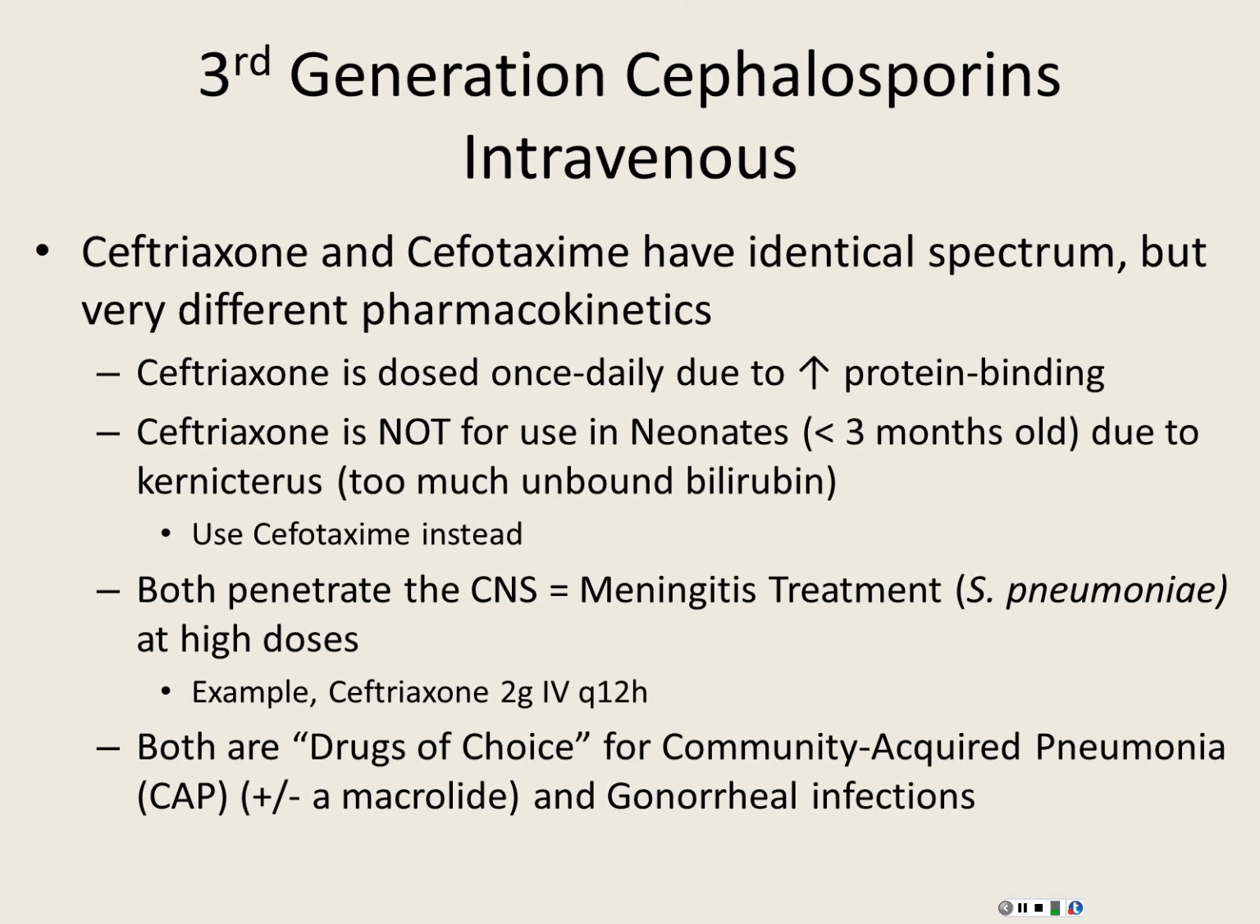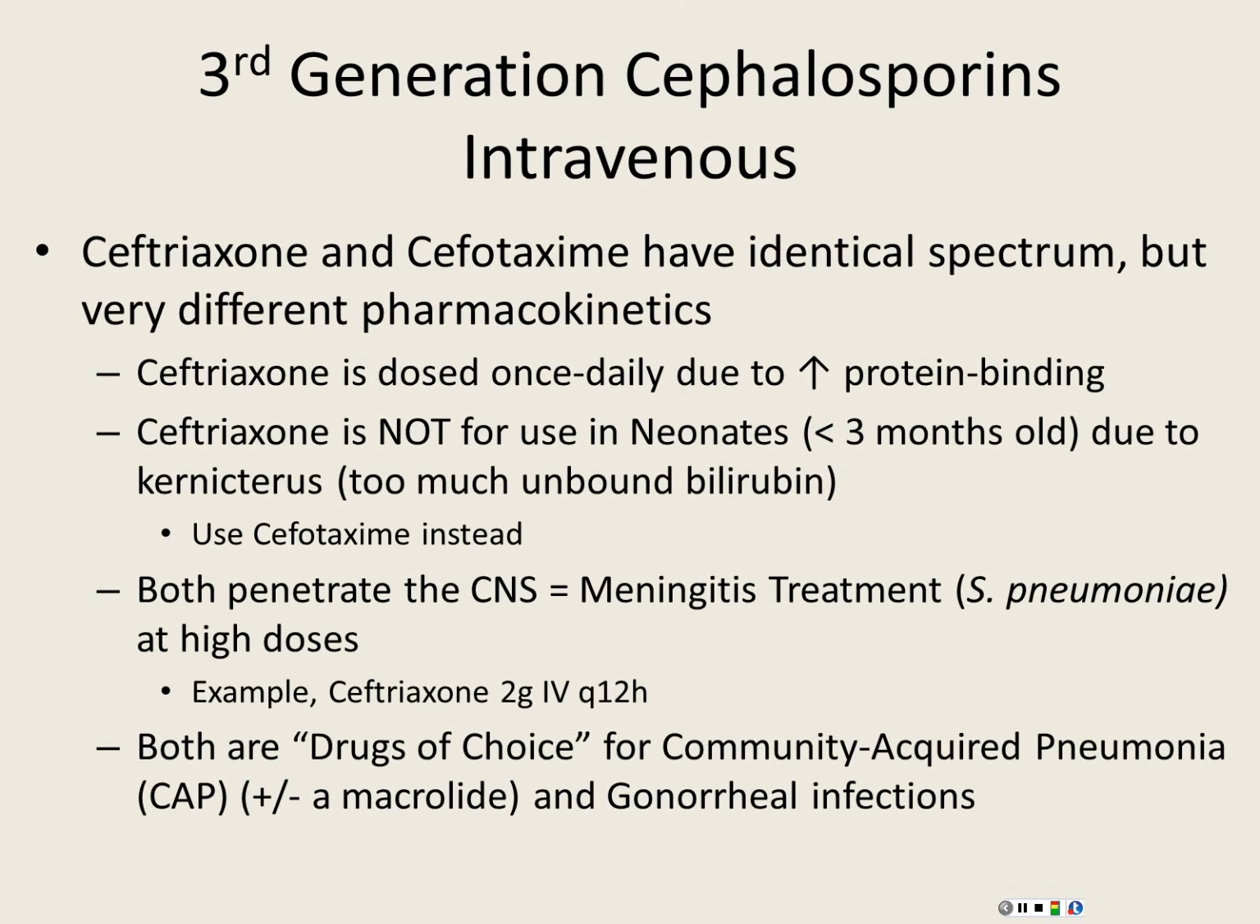Ceftriaxone is not for use in neonates, and so you'll probably never see it in the NICU. It can cause kernicterus through that high protein binding, and so typically cefotaxime is used instead in the NICU. Both penetrate the CNS relatively well, although if you look in your Sanford guide, you're going to be confused, because the Sanford guide says that your penetration is really only 8 to 15% in the CNS. But it's enough drug so that you get your concentrations above the MIC for an adequate amount of time. And they do have more penetration compared to other drugs in this class.